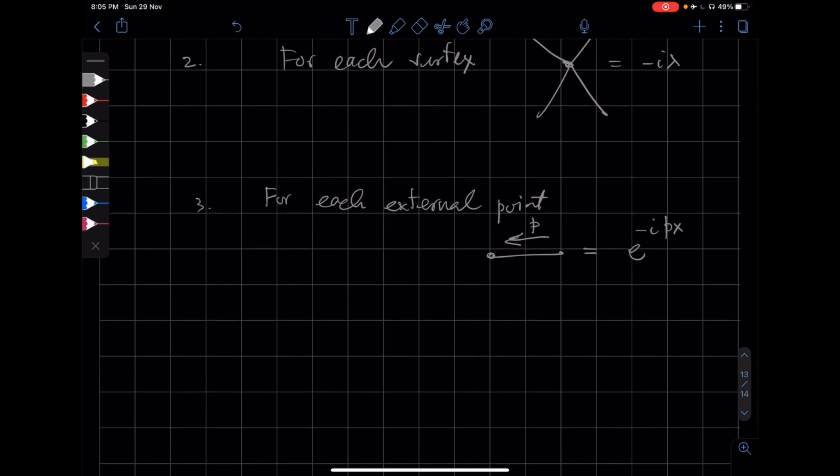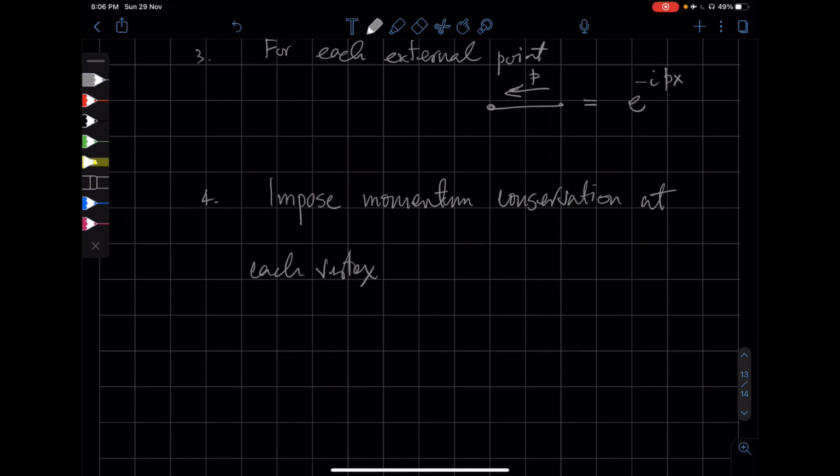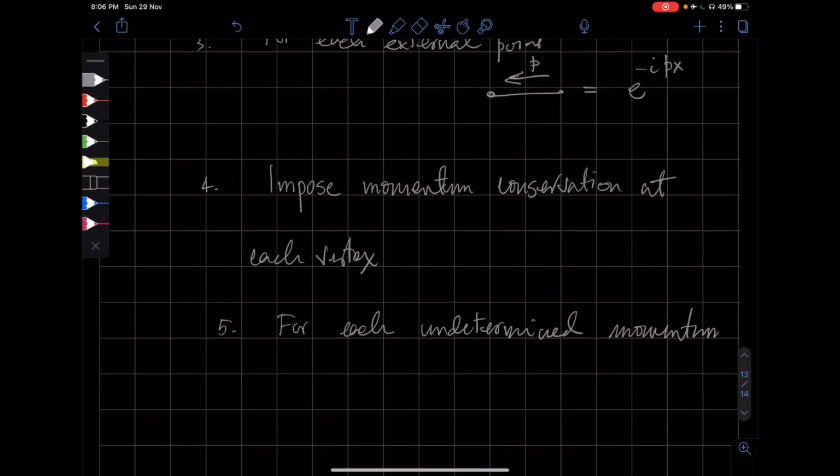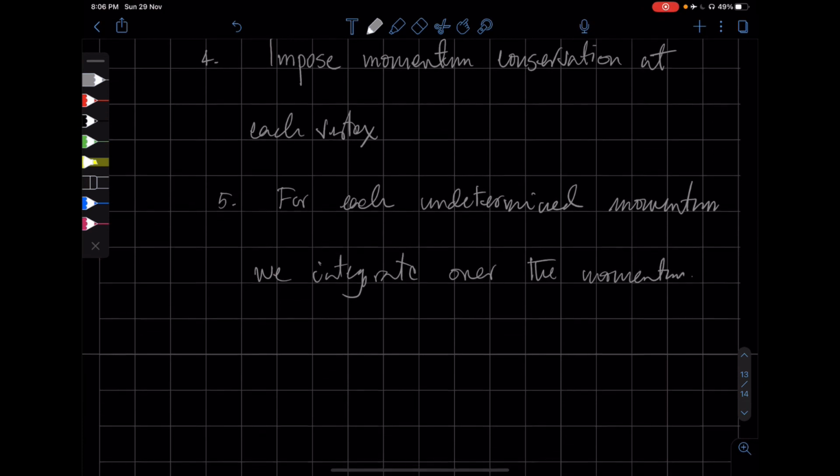So then we impose momentum conservation at each vertex, and then for each undetermined momentum, we integrate over the momentum, that is, we associate d^4k by (2π)^4.